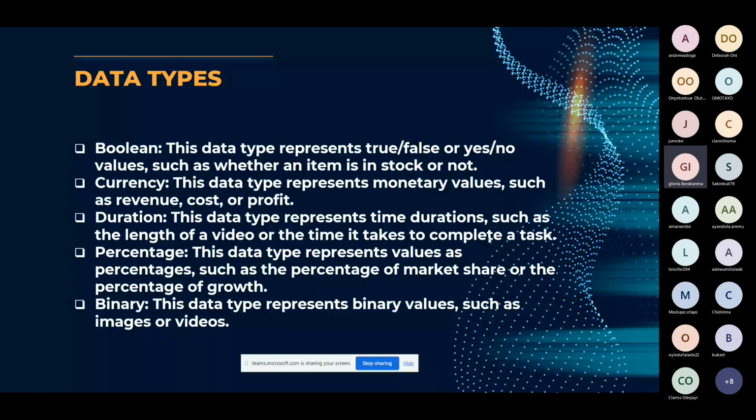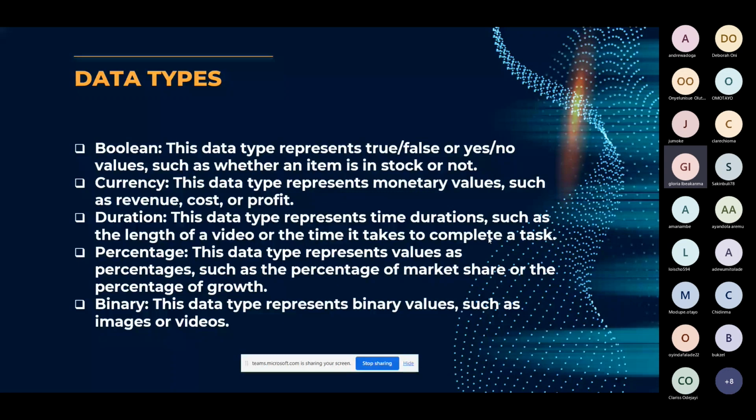So we have what we call the Boolean, which actually means data sets that have true or false values. We also have currencies. You ensure that your values are saved as such, so that when you are trying to do your summations, you would get the right value. We have percentages and we have binaries. So you must ensure that your data set is saved in that order.